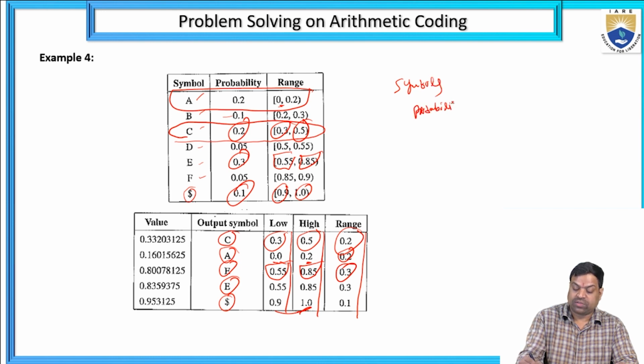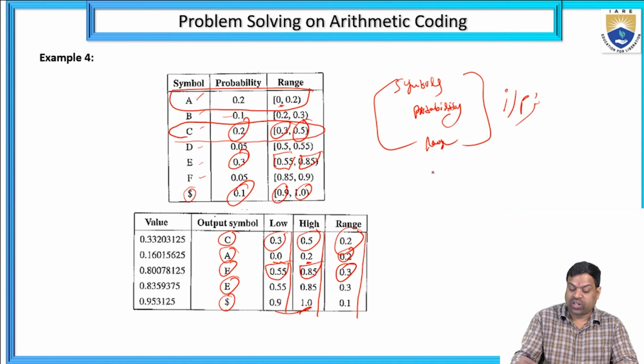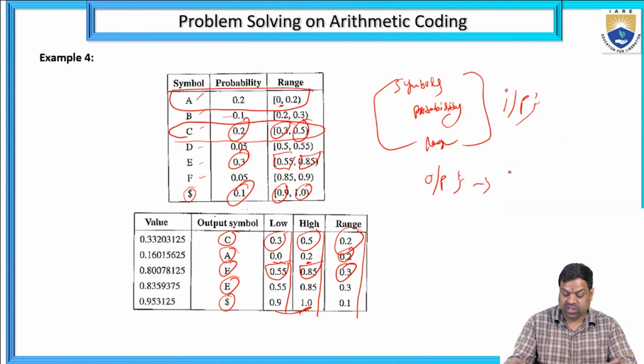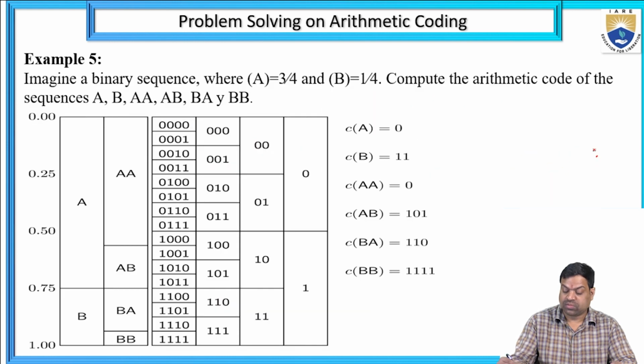So they gave the symbols, probabilities and ranges as inputs. What are the outputs? What we get as outputs is that we are finding out the output symbols with ranges.